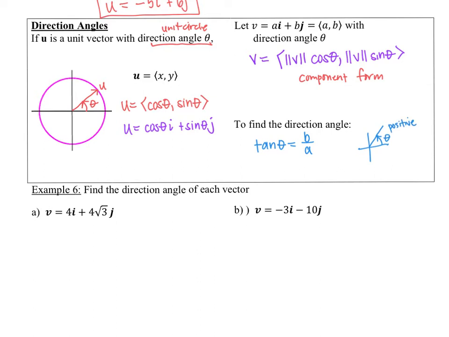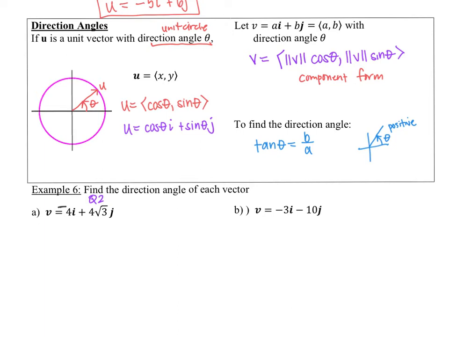Okay, so for example 6, I'm just going to find the direction angle of each of these vectors because the direction and size is what matters for vectors. And that is supposed to say v equals negative 4i plus 4 root 3 times j. I will change that. Remember this is the x component and the y component. So if the x is negative and the y is positive, I'm thinking of quadrant 2. So keep that in mind when I find my angle.